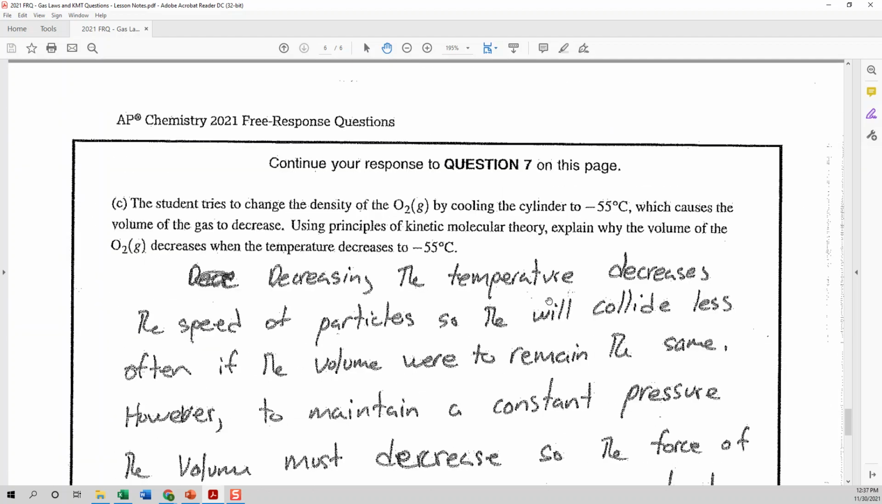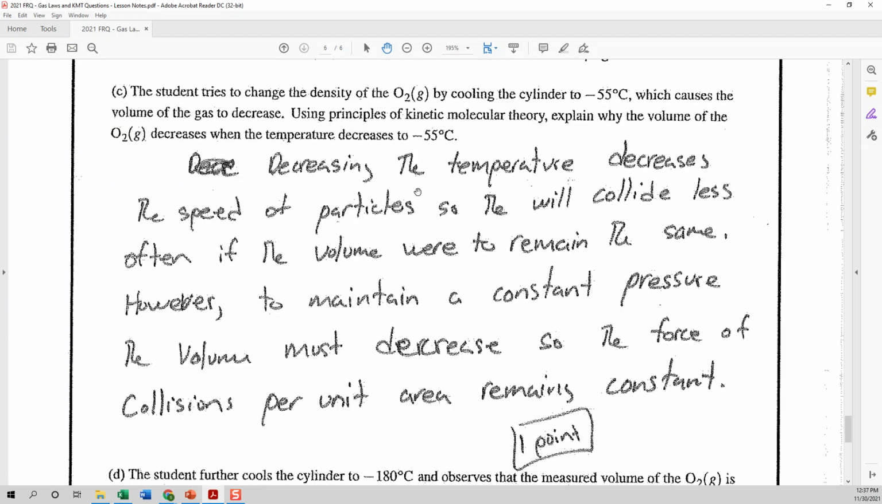So let's see if we got that answer. Decreasing the temperature decreases the speed of the particles, so they will collide less often if the volume were to remain the same. However, to maintain a constant pressure, because we have a piston, the volume must decrease. So the force of the collisions per unit area remains constant.